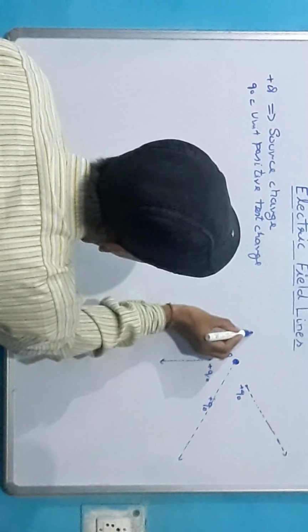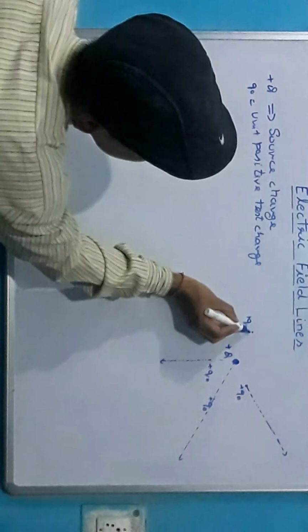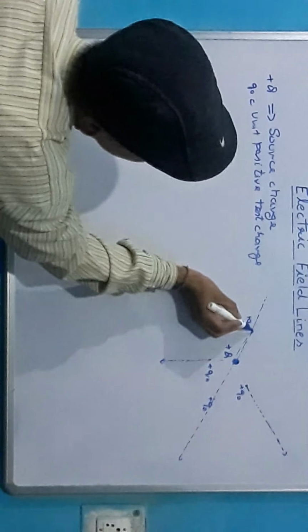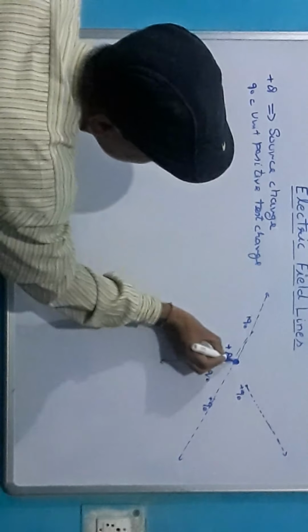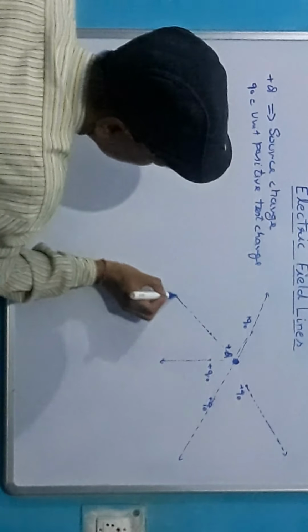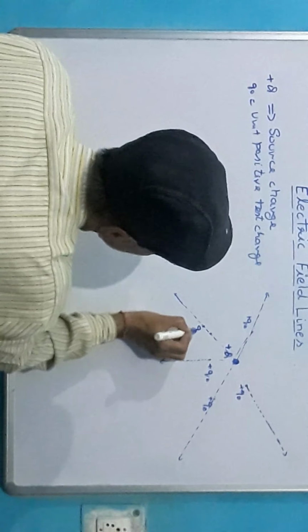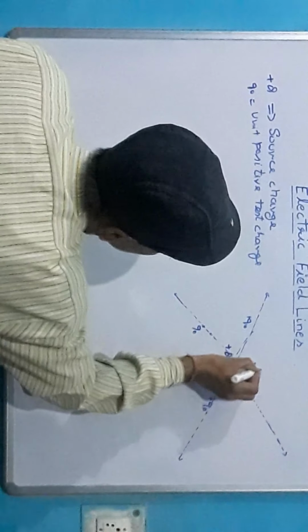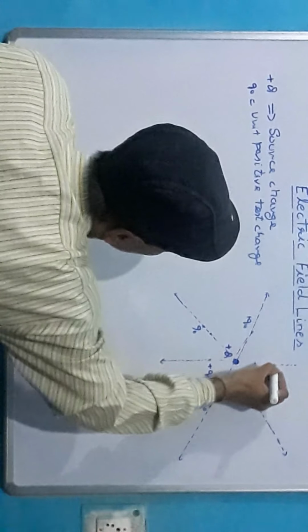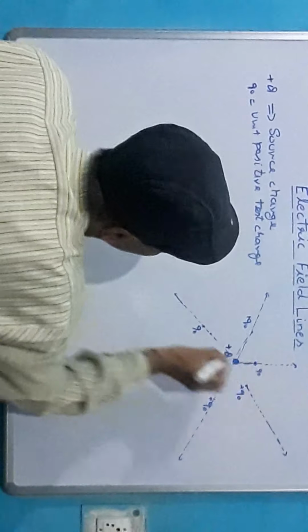In the same manner, if I place the unit test charge here, the path followed will be like this. Similarly, if I place it here, it follows this path. If I place the unit test charge plus Q naught here, very close to the source, and it is free to move, it will follow this path, because like charges repel.